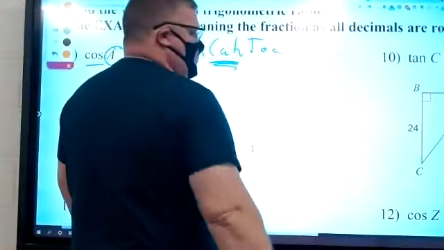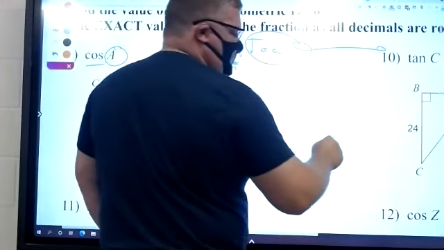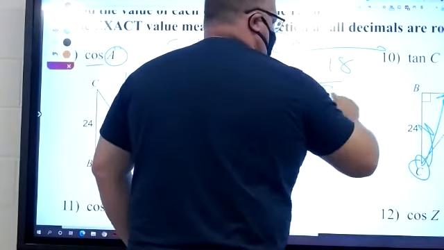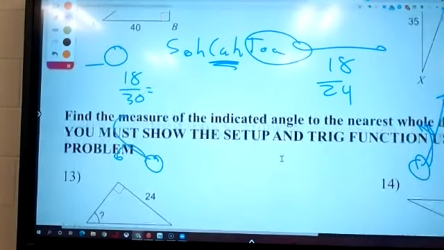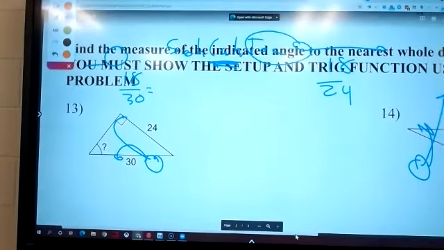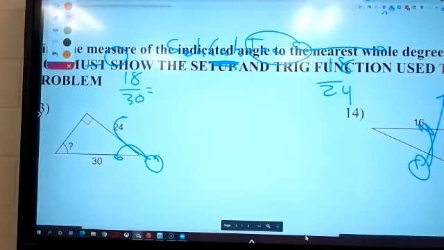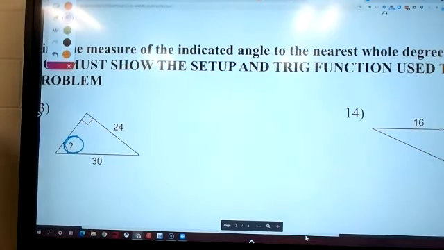Okay, here we go. What are we doing here? TOA. Opposite over adjacent. So it's opposite now of C. So 18 over 24, opposite, adjacent. And again, what are we going to do? Reduce. Good. And here we go. So now what are we going to do? Got to find the measure, right? So measure what? Here, this guy.